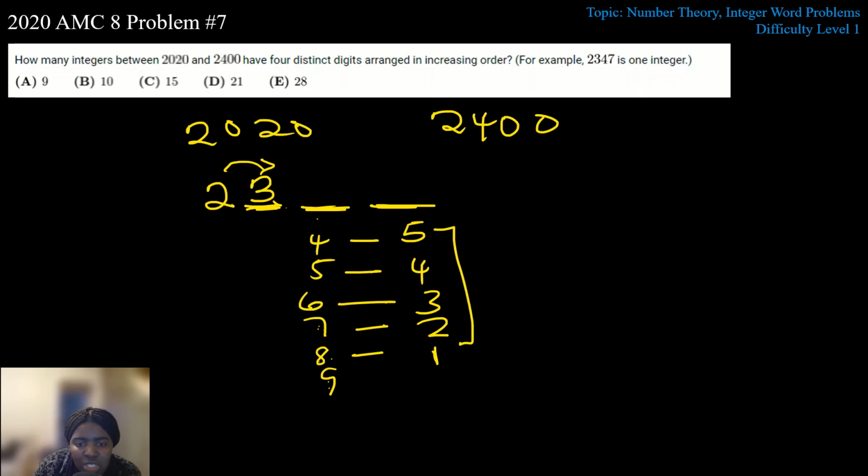Okay, so these are the options that we have. So we can sum them up to figure out all our options. So 5 plus 4, that's 9, plus 3, 12, plus 3, 15. So this gives us 15.